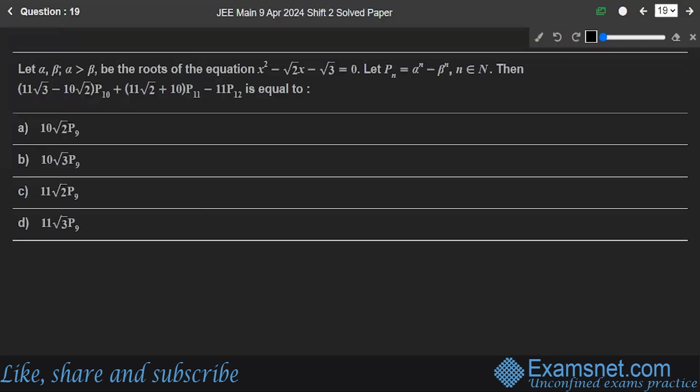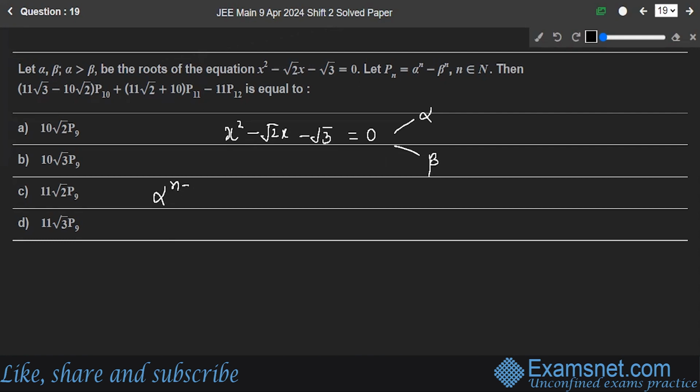Let's move to the next question. Number 19, let alpha and beta, where alpha is greater than beta, be the roots of this equation. Let Pn is equal to alpha raised to power n minus beta raised to power n, where n belongs to natural numbers. Then what is the value for this expression? Let's start. You are having equation x square minus root 2 x minus root 3 is equal to 0. And you are given that the two roots for this are alpha and beta.